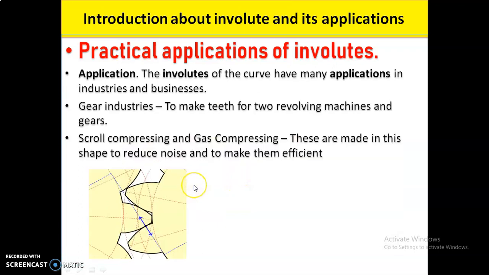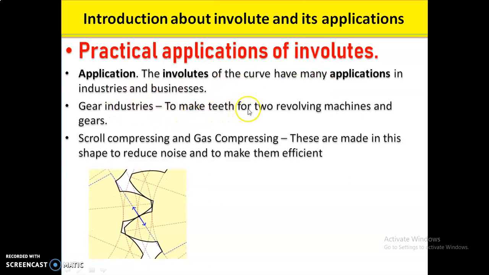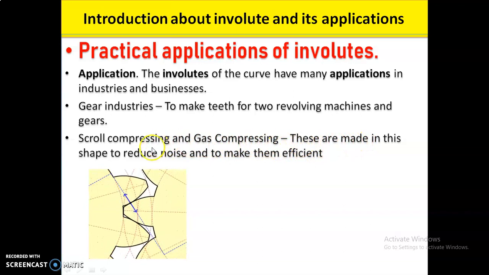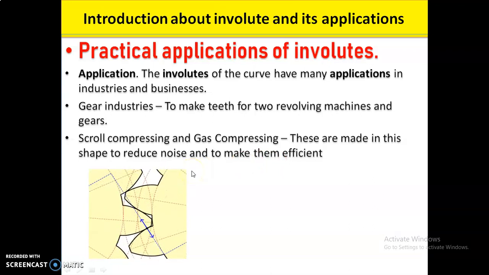So next, practical applications of involutes. The involutes of the curve have many applications in industries, such as the gear industries, to make the teeth for two revolving machines and gears. Okay, and scroll compressing and gas compressing units. We will use these involute shapes in scroll compressing and gas compressing units. So these are made in this shape to reduce noise and to make them efficient. So these are the practical applications. I hope you understand.